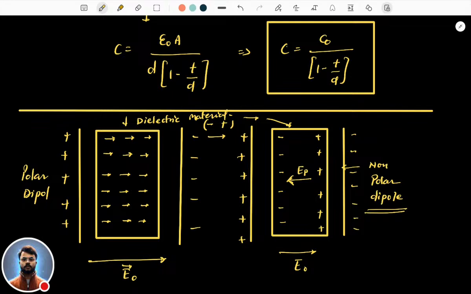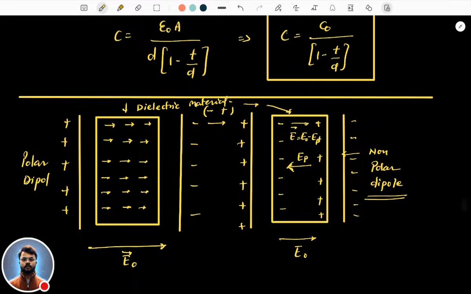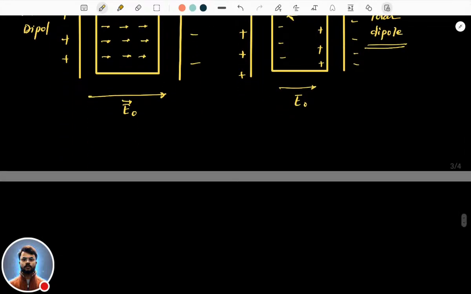So the net electric field inside, that is E net, will become E outside minus EP, that is working in the direction of the field, basically the net electric field inside the plate. All right. So now I hope you guys understand this.